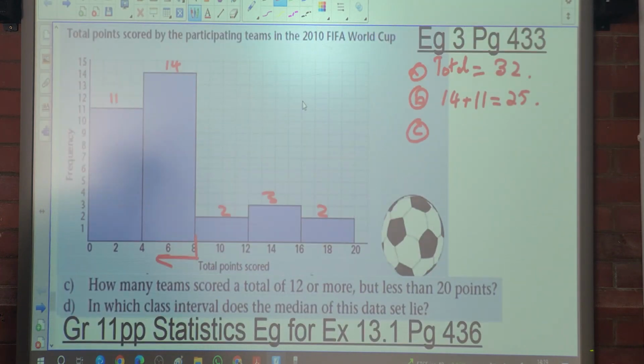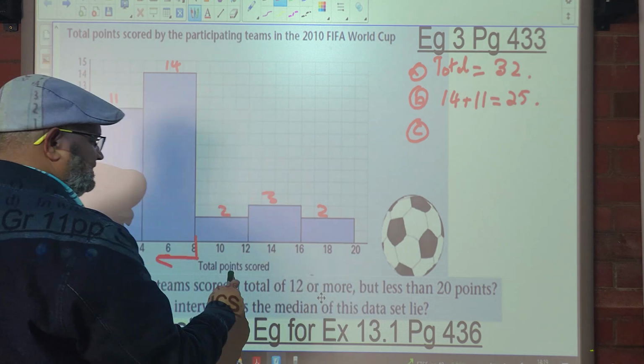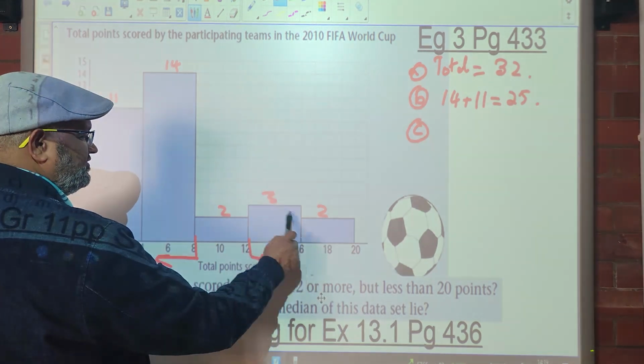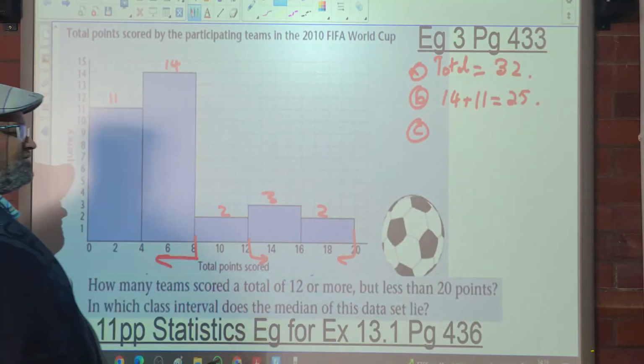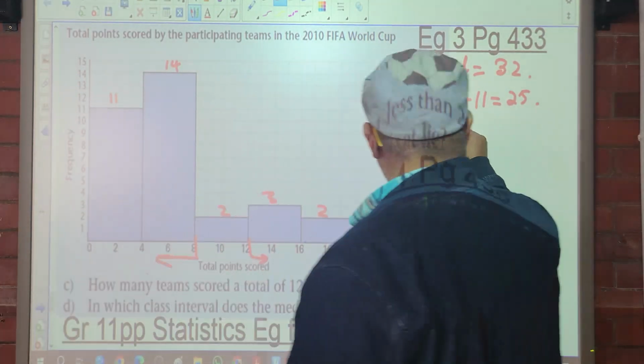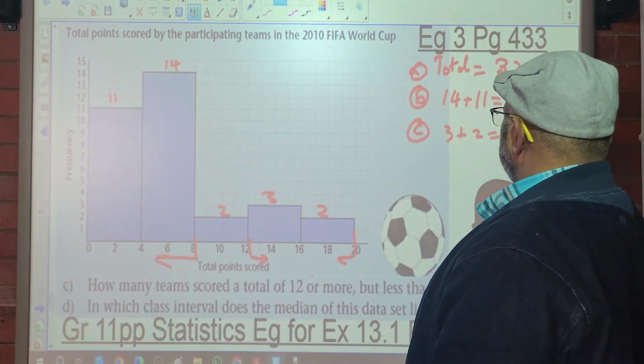Then they want to know how many teams scored a total of 12 or more, but less than 20. 12 or more, it would have been 5. Less than 20, it is 5. You see that, people? So it's going to be 3 plus 2, which is 5.